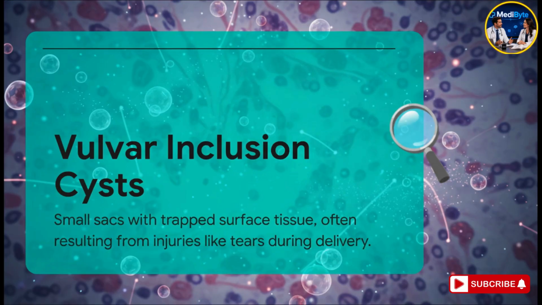Believe it or not, these are actually the absolute most common cysts found on the vulva. Now, unlike Skene cysts, which remember are all about blocked gland ducts, inclusion cysts are actually about trapped skin. They are these small sacs that contain epithelial tissue, which is really just surface skin tissue. They very frequently pop up after some kind of past trauma or injury, like a tear from childbirth, for example. What happens is the surface tissue gets pushed down underneath the skin while it's healing, gets trapped there, and boom, it forms a cyst.